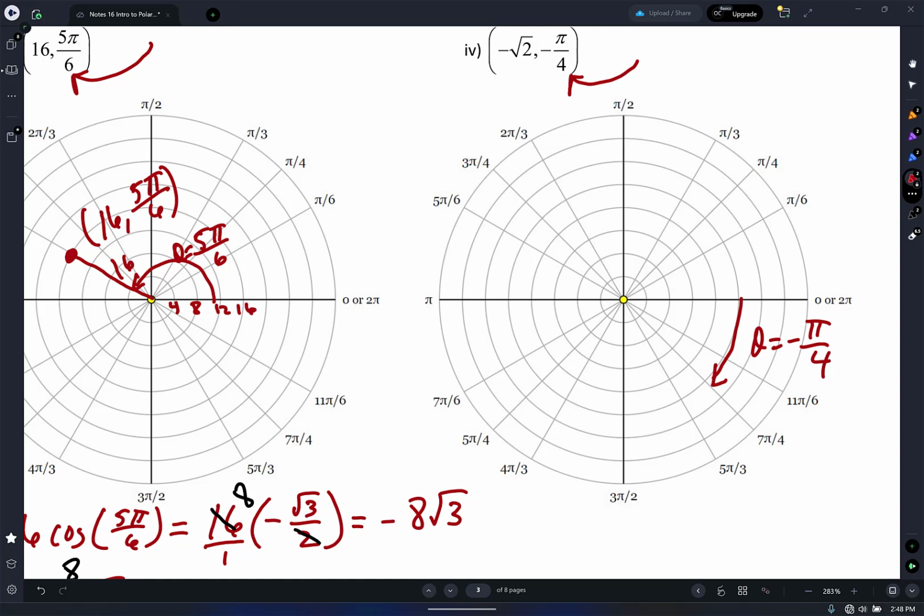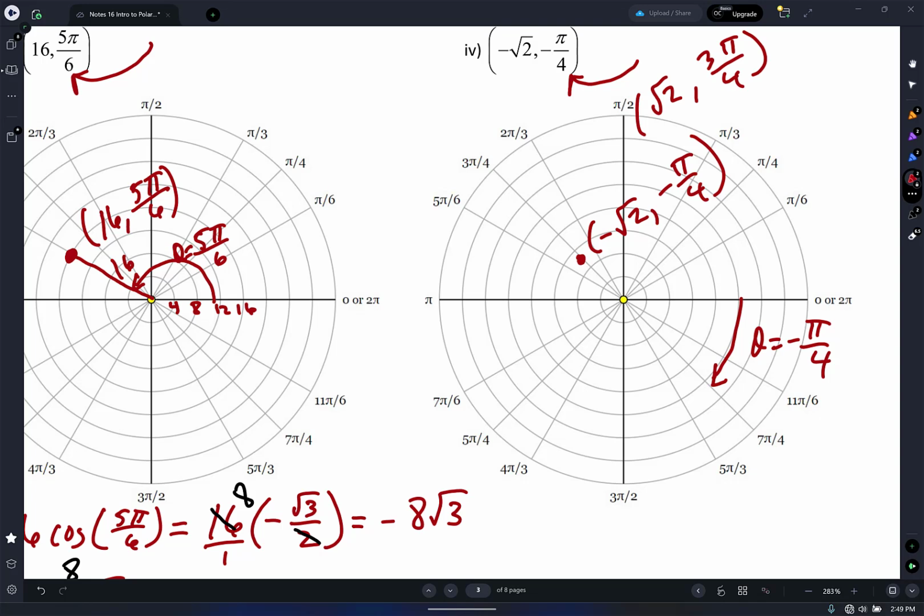Now you're going to go negative square root of 2. That's between r equals 1 and r equals 2. It doesn't have to be perfect, though. But negative square root of 2, so I have to go backwards. What quadrant am I going to be in? The second. I'm going to be right there somewhere. So that's negative square root of 2, comma, negative pi over 4. You could also write square root of 2, comma, 3 pi over 4. They're both the same.